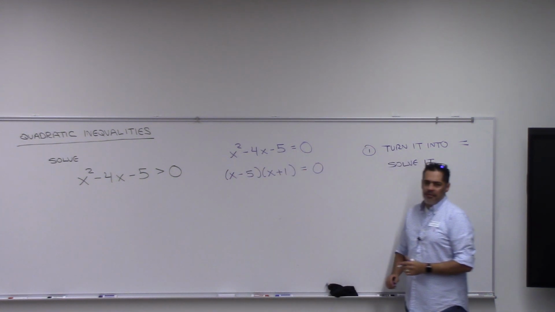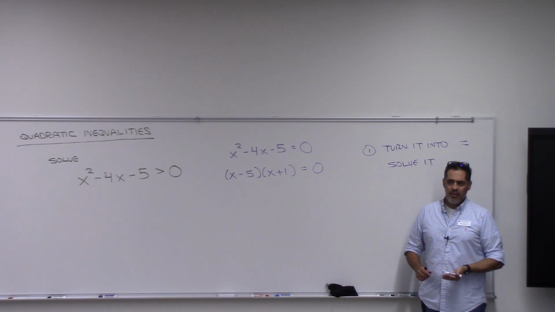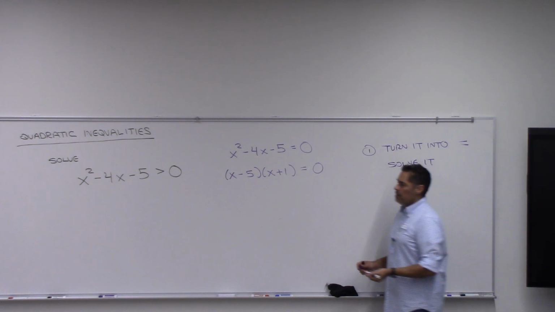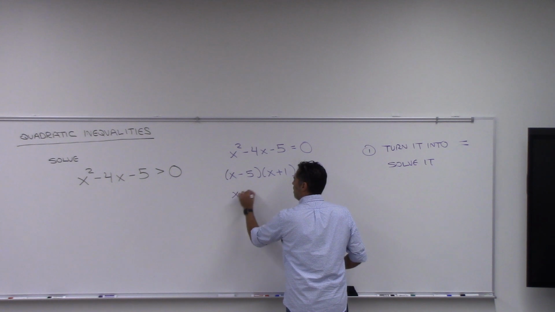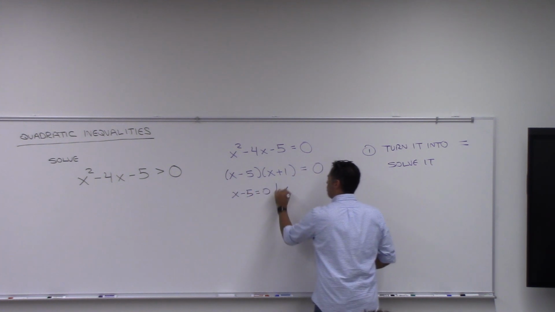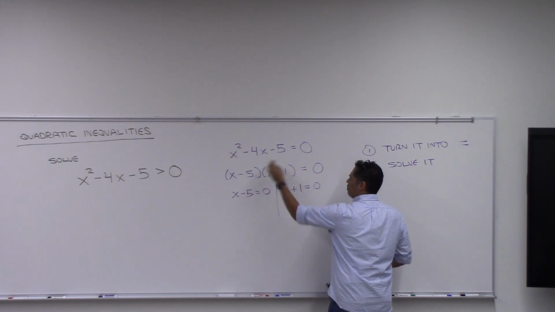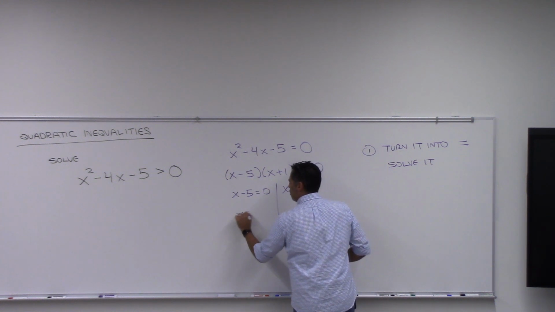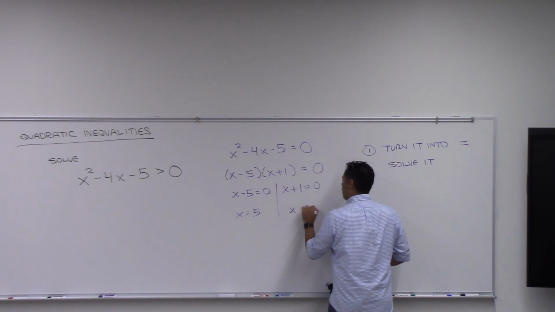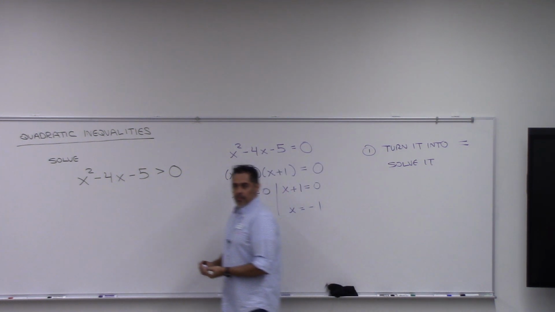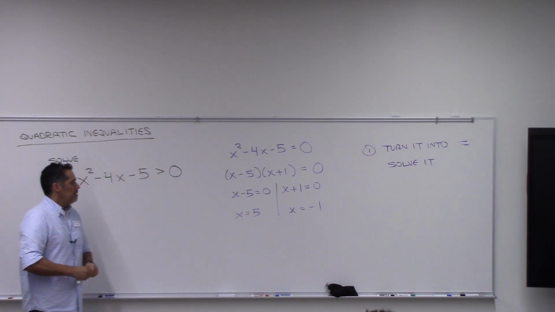If you didn't see that it factored, you would have to use the quadratic formula, which would take you a lot longer. But everyone here should be able to get to this step where we get the same answers. Set each factor equal to 0. Our 2 solutions are 5 and -1. With me? That's the first step.